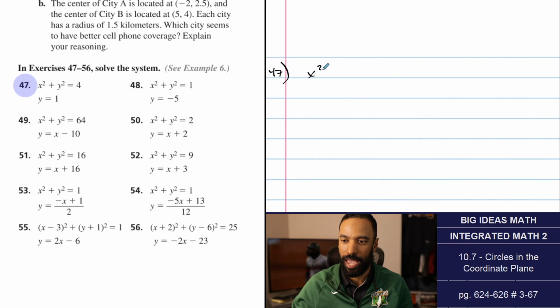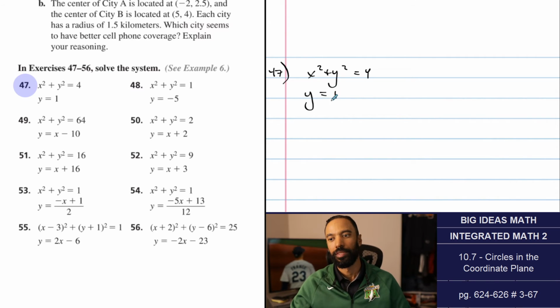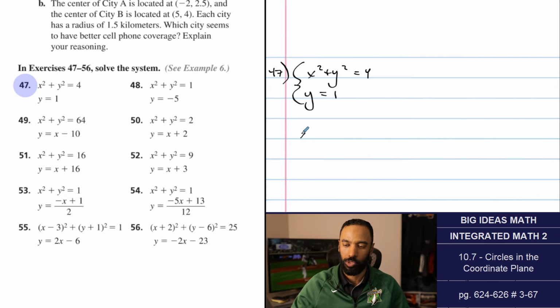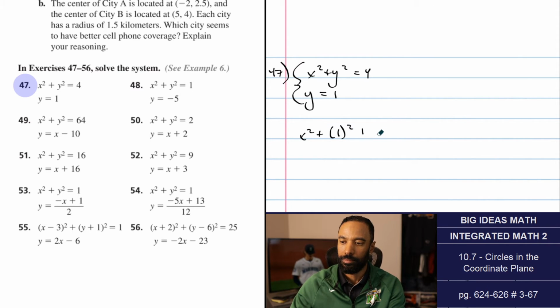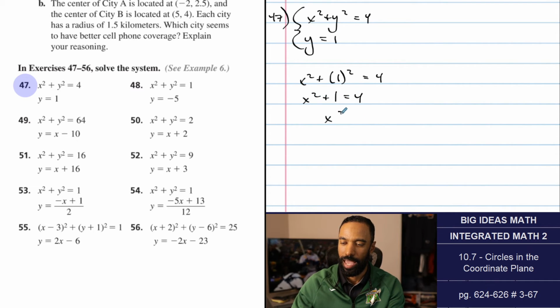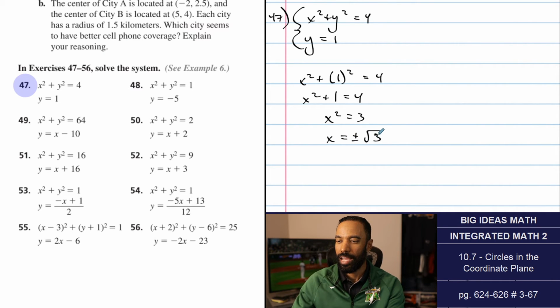So on 47, we get x squared plus y squared equals 4, and y equals 1. 1 will substitute in for y. Pretty straightforward process. So x squared plus 1 squared. This 1 will go in for y, equals 4. That's x squared plus 1. And x squared is 3. Now x is plus or minus root 3.